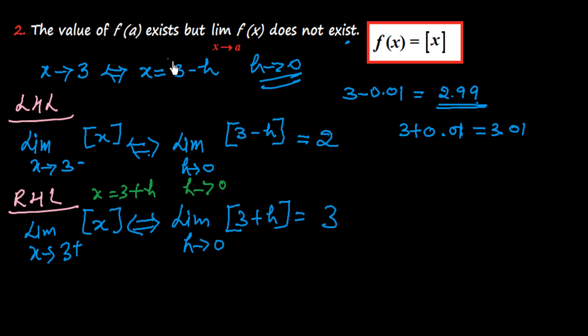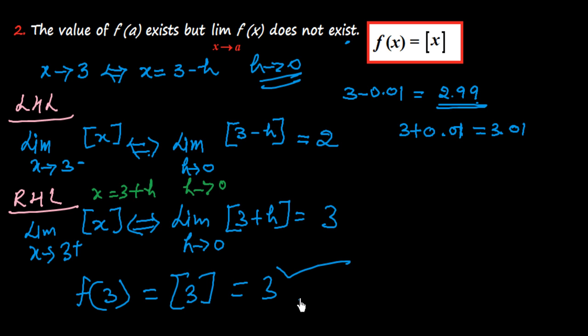But the function value, if you have to find out f of 3, then the greatest integer function of 3 is equal to 3. The function value exists, but the limit does not exist in this way.